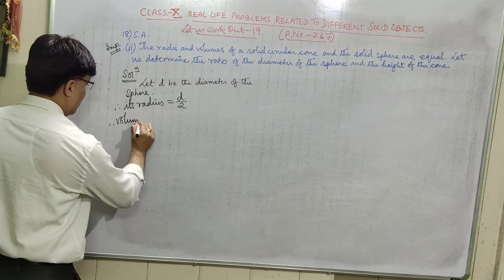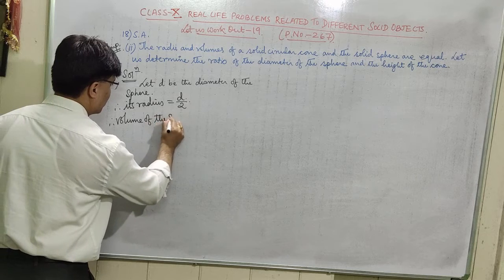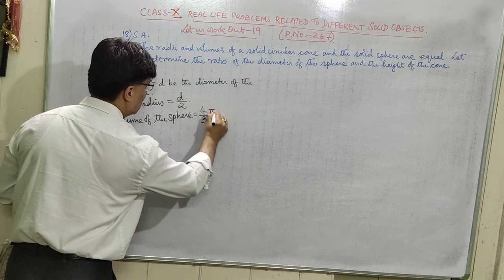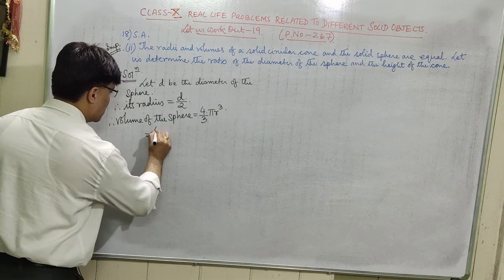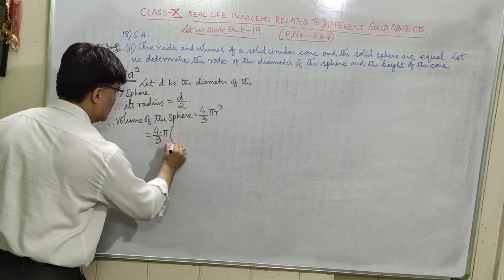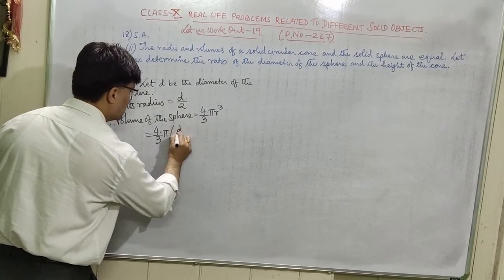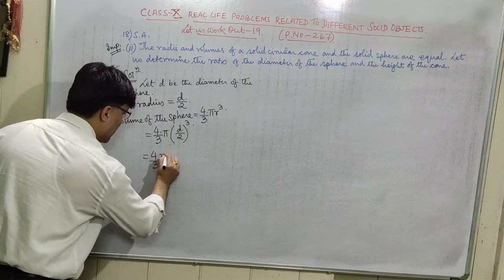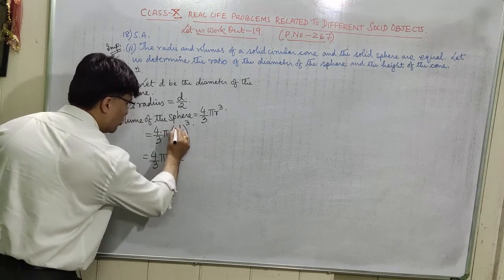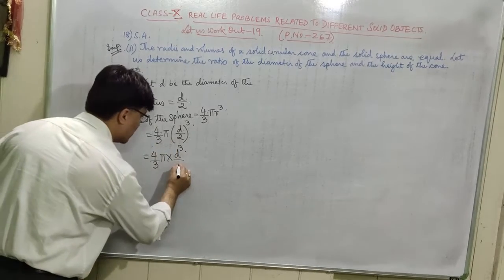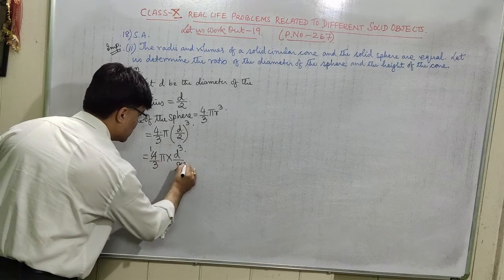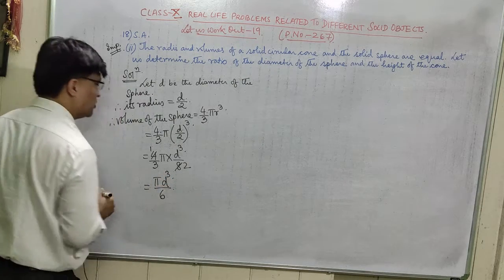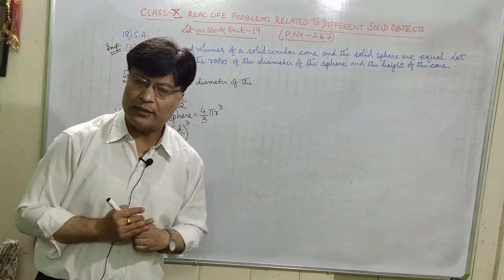Therefore, volume of the sphere is equal to, what is the formula? It is 4/3 pi r cube, which is equal to 4/3 pi into, what is r whole cube? It is d by 2 whole cube. This cube is for both numerator as well as denominator. So this is 4/3 pi into d cube divided by 2 cube, which is 8. So 4 ones are 4, 4 twos are 8, which is equal to pi d cube divided by 3 twos are 6. So this is the volume of the sphere.